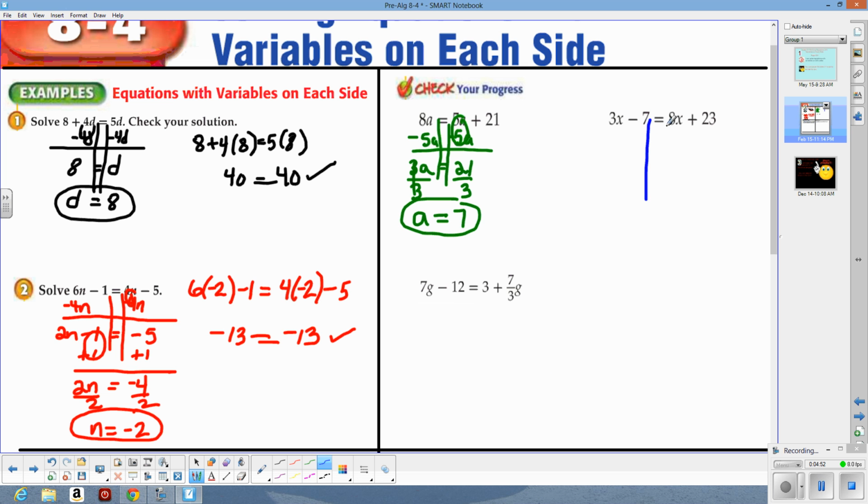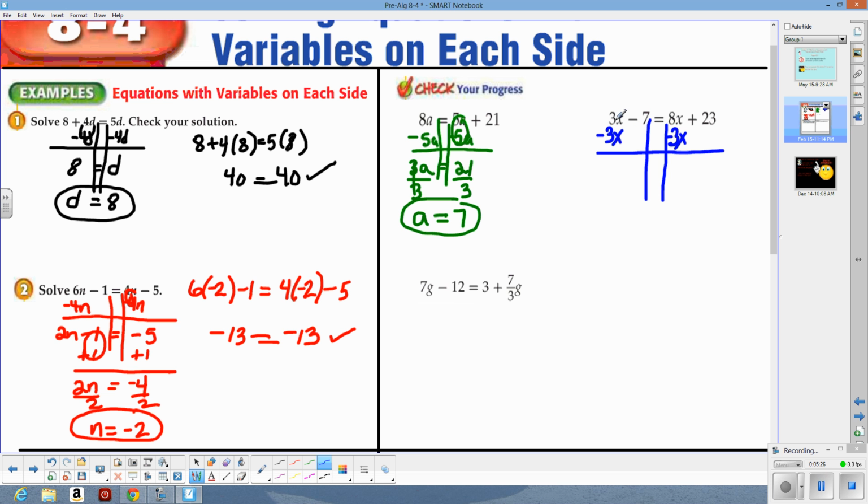In the next example, once again, those alarms are going off because I have variables on both sides. You can get rid of the 3x or the 8x. This time I'm going to get rid of the 3x instead of the 8x because if I were to subtract 8x from both sides, I'd end up with negative x's, and I just try to avoid negatives whenever possible. So I'm going to go ahead and subtract 3x. But if you chose to get rid of the 8x, that would be fine as well. As long as you are doing legal moves, you will get the right answer.